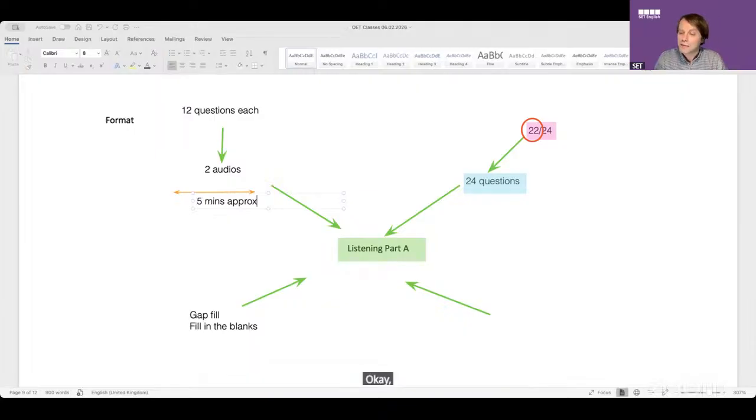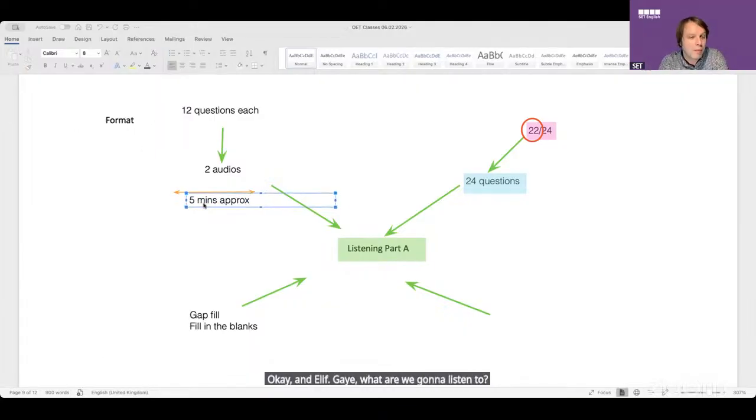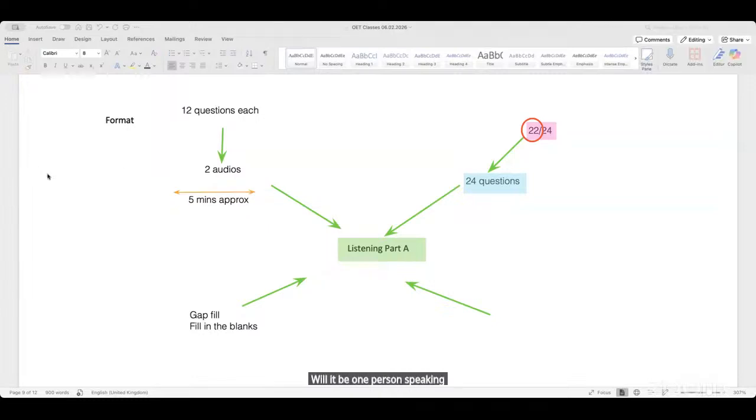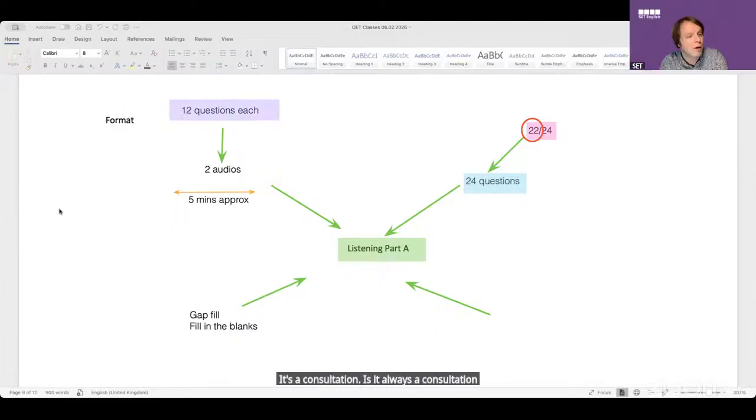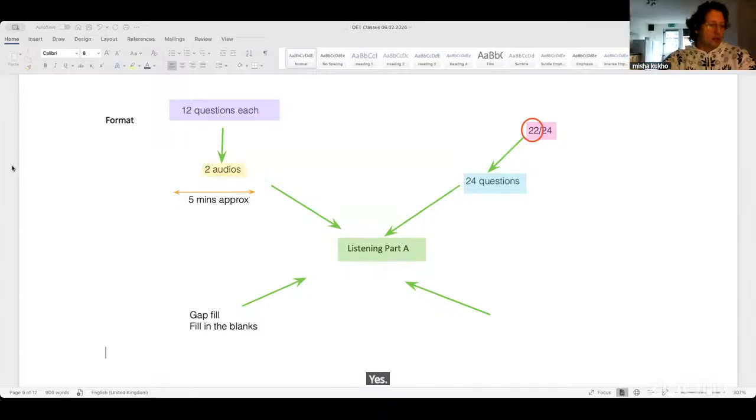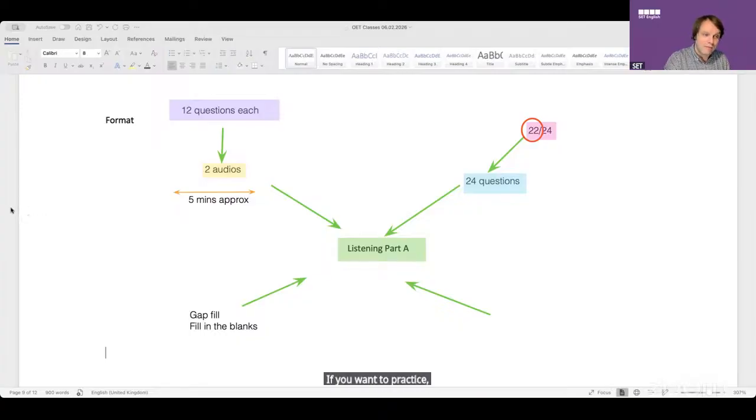Okay, and Elif, Gaye, what are we going to listen to? Will it be one person speaking, 2 people speaking? 2 people. Consultation. Is it always a consultation, everyone? Yes. So if you want to practice part A, you can't just do OET classes, SCT classes. You need to do some personal study.